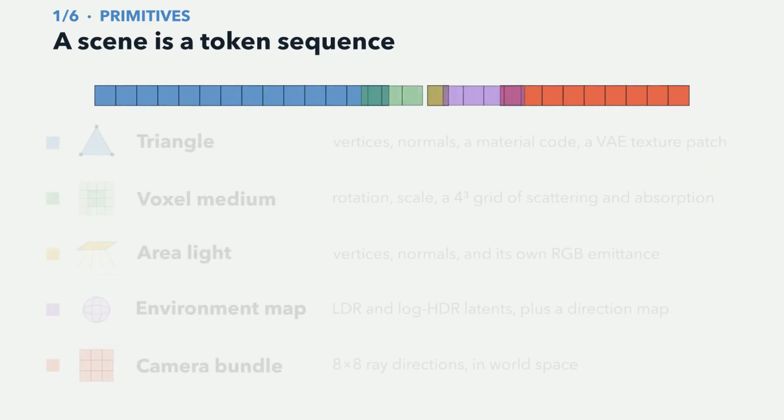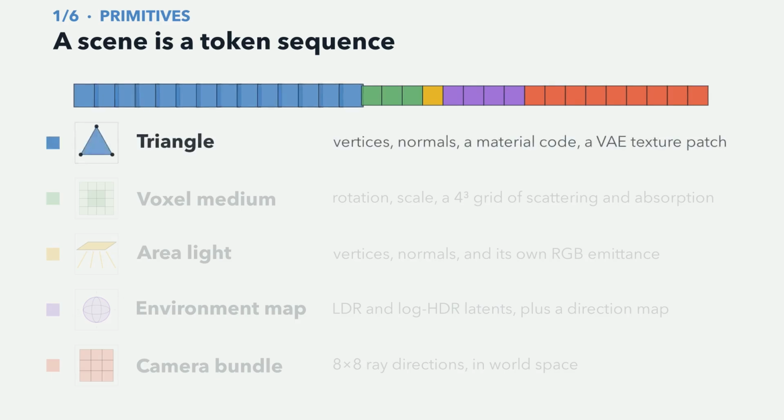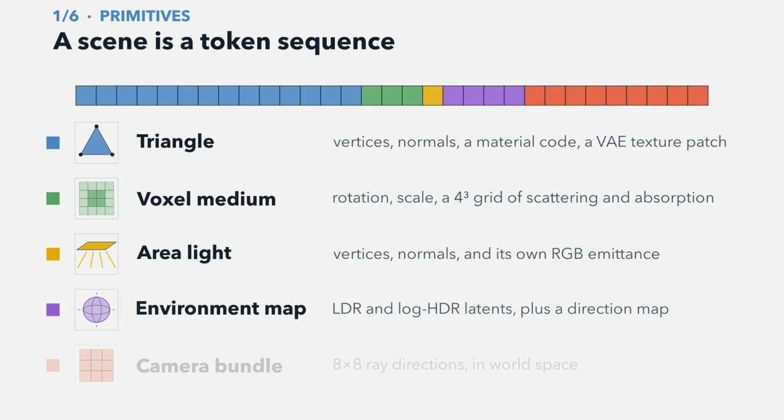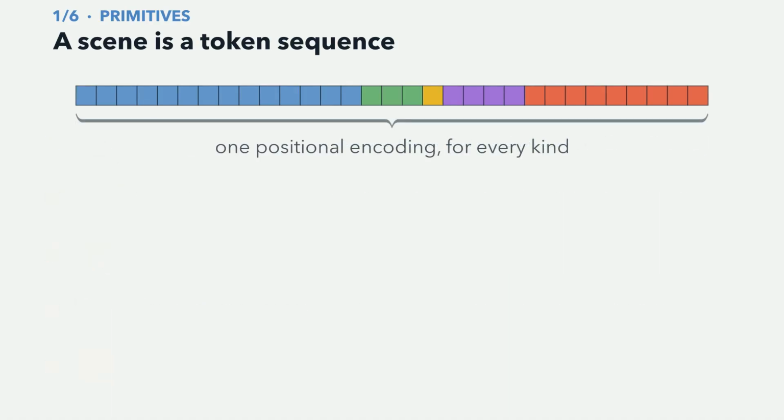First, the sequence is now heterogeneous. Triangles carry vertices, normals, and a material code. Voxel media carry a 4-cubed scattering grid. Lights get their own tokens, not fused into geometry. Environment maps enter as two sets of latents. And camera ray bundles, one per patch of the image. All 5 kinds share one positional encoding.